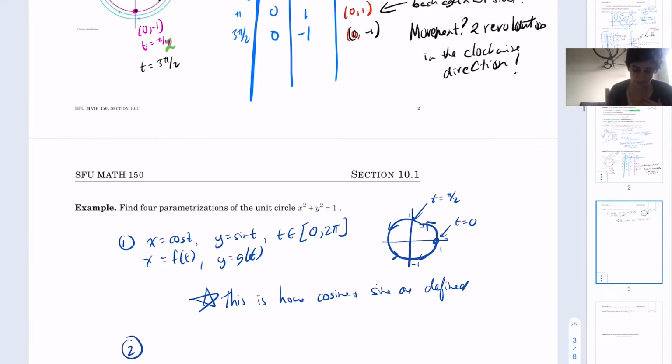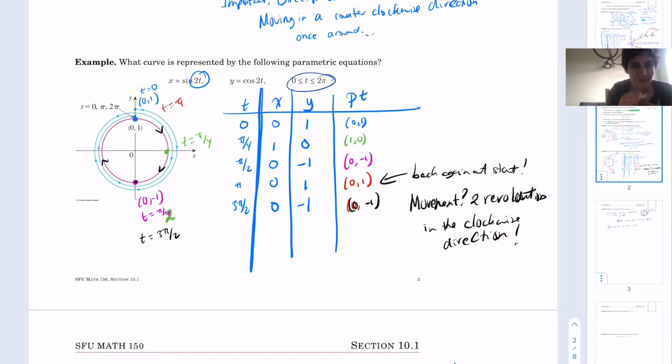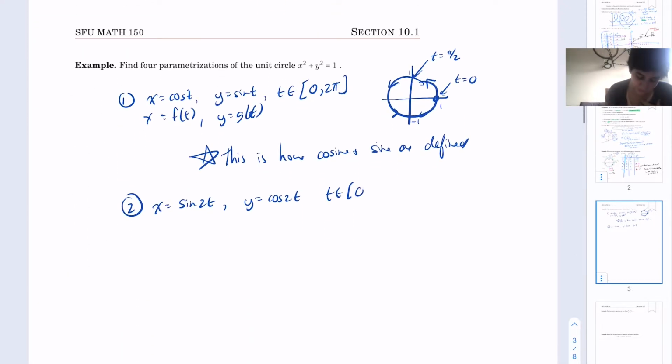We have a second one. What did we do before? We did x is equal to sine 2t, y is equal to cos 2t. If we wanted to trace our interval around only once, we just wouldn't go as far. Because we did 2 revolutions, we'd only need 1, so we'd only go from 0 to pi. We start here and go in the clockwise direction, like this.